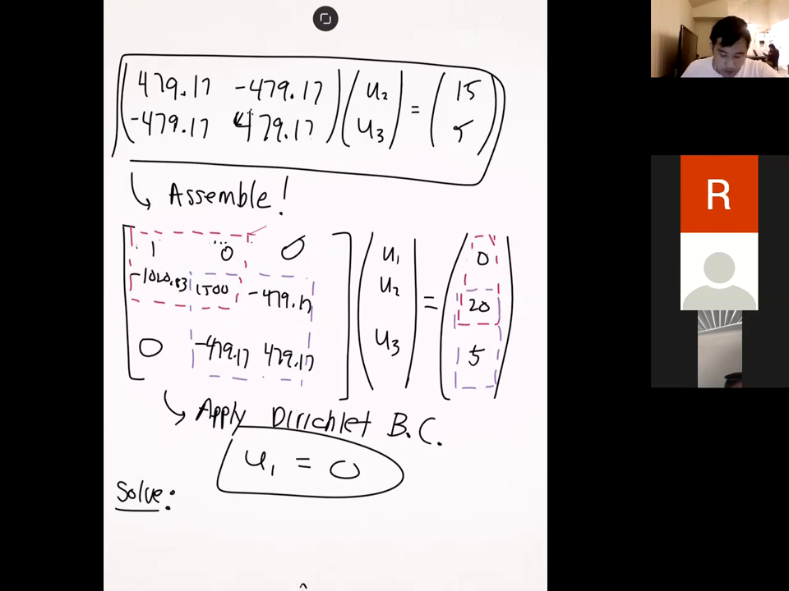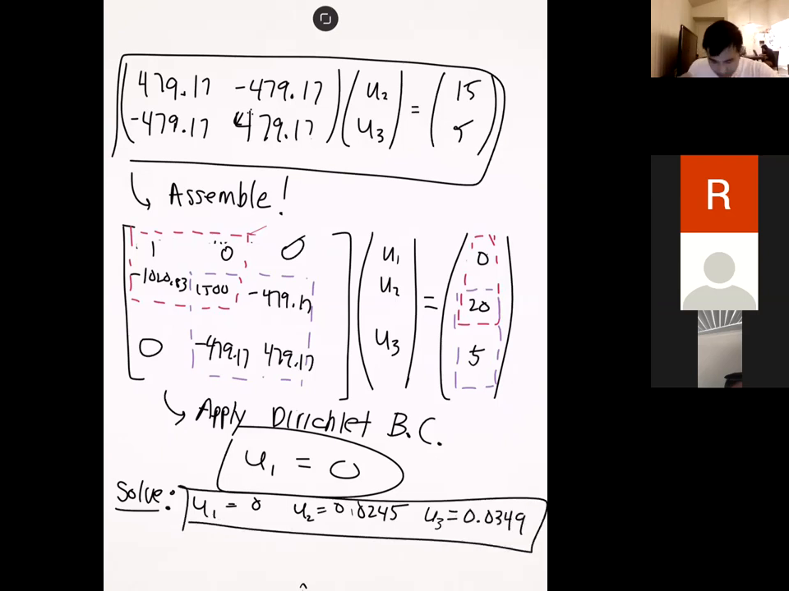Once you have the global system like this with the boundary conditions, you can go ahead and solve. Solving the system, you should get the following. U1 is equal to 0, U2 is equal to 0.0245, and U3 is equal to 0.0349.